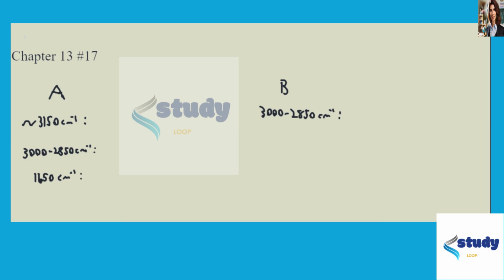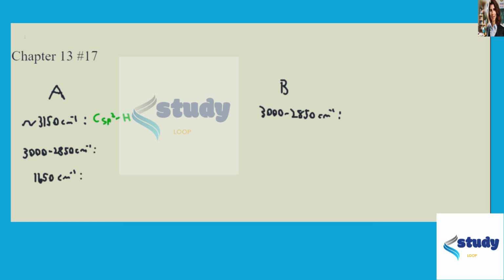Looking at compound A, there are primarily three peaks or areas of peaks that we should concern ourselves with. Working from left to right on the spectrum, at about 3150 wave number, we have a peak. That is going to correspond to an sp2 hybridized carbon-hydrogen bond. So a C(sp2)-H.